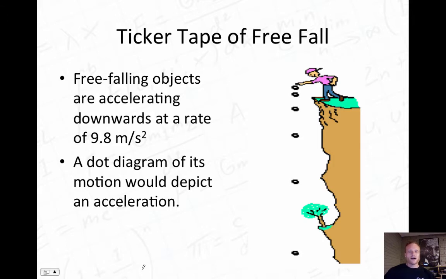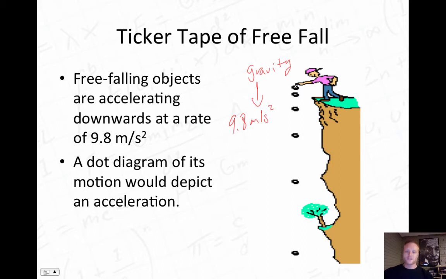We've been doing some ticker tape diagrams, at least we did a few lessons ago, and if I were to do a ticker tape diagram of a free-falling object, here you can see this guy is standing on top of a cliff and he's dropping some object. This is basically a snapshot of the object at various points in its fall. The only force acting on this object is gravity, and so this object is accelerating downwards at 9.8 meters per second squared.